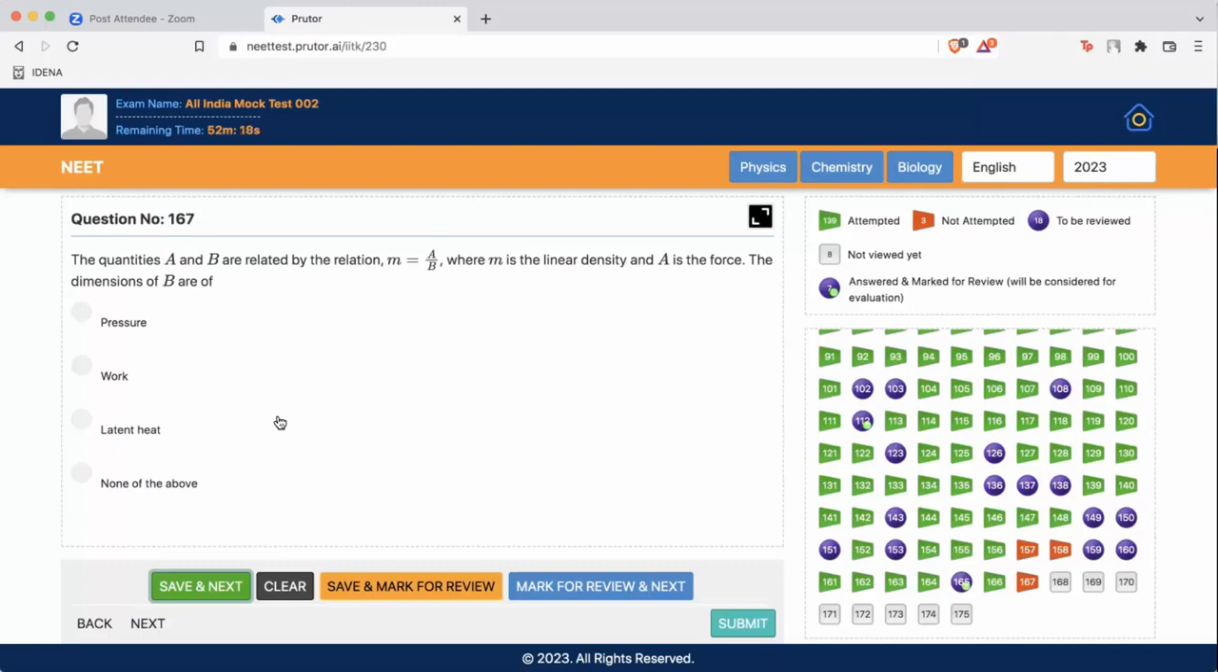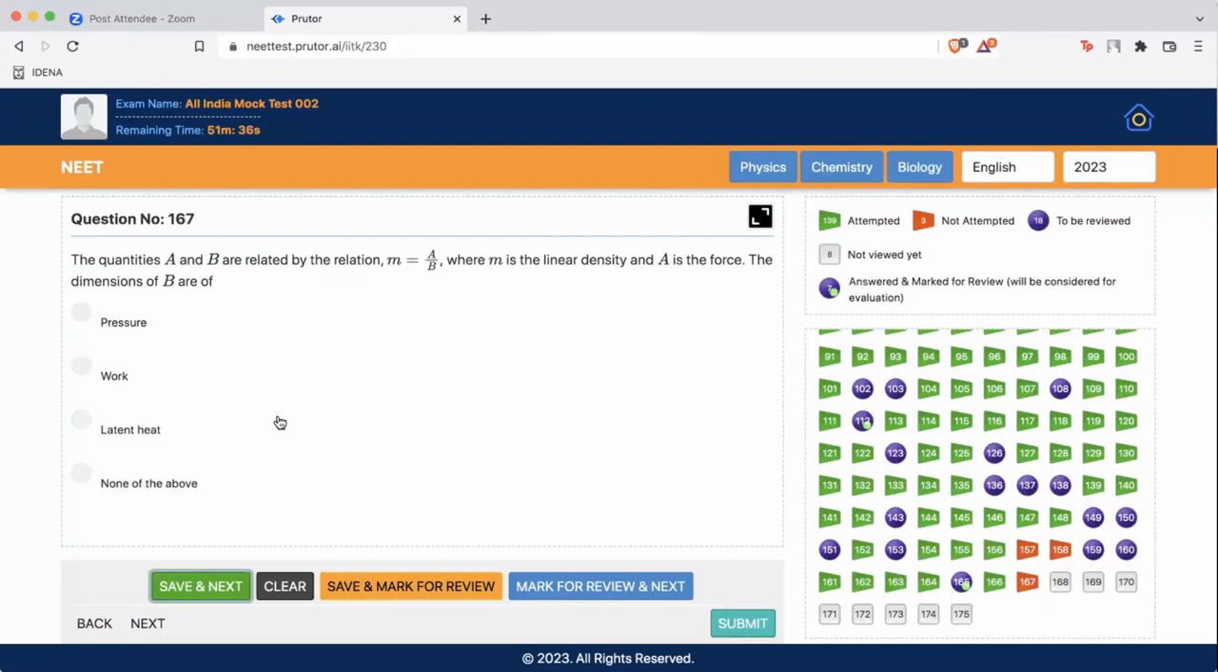Linear density lambda is M by L, mass by length. A is a force. Force is MLT power minus 2. So the dimension of B is MLT power minus 2 divided by M into L. The M cancels and we get L squared T power minus 2.